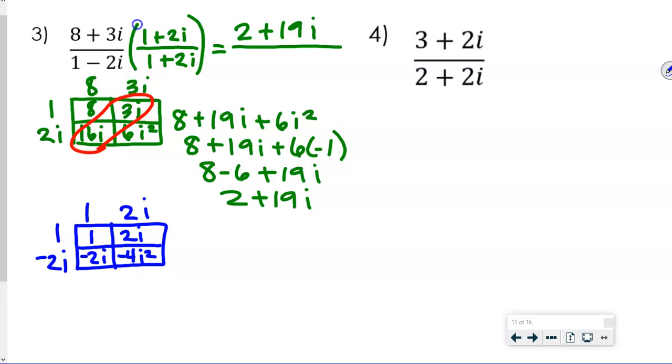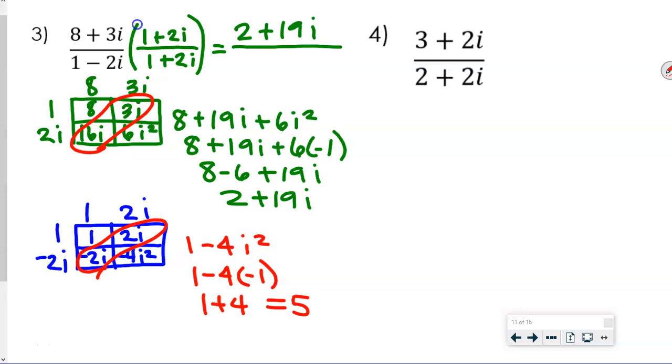Again, hopefully you notice in the diagonal, these terms are canceling each other out. So what are we left with? 1 minus 4I squared, right? So that's going to be 1 minus 4 times a -1. So that's going to be 1 plus 4, which is 5. And that is our denominator. So there's our answer.